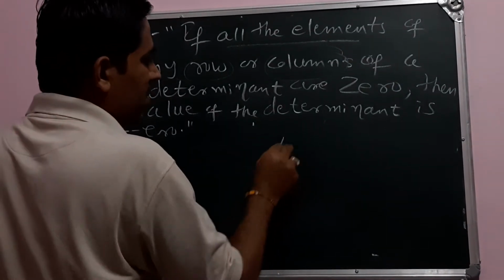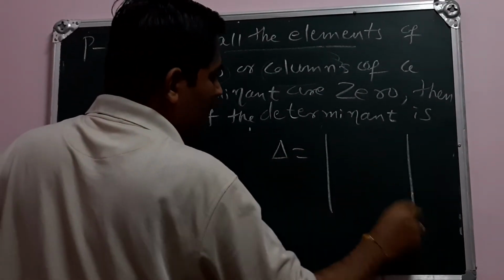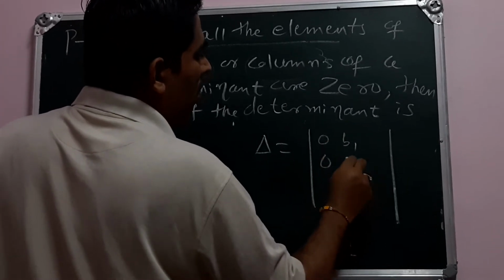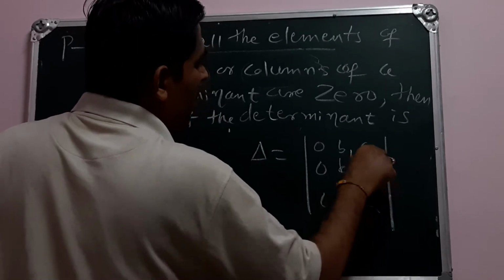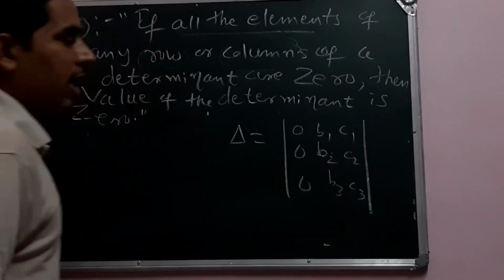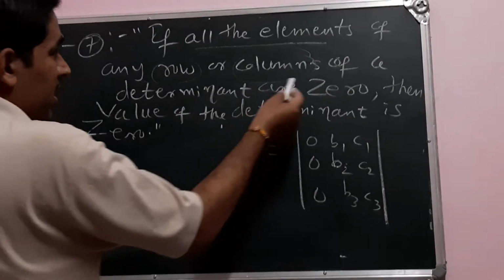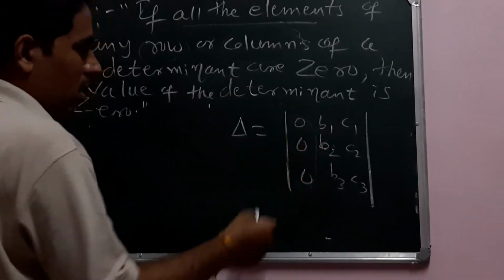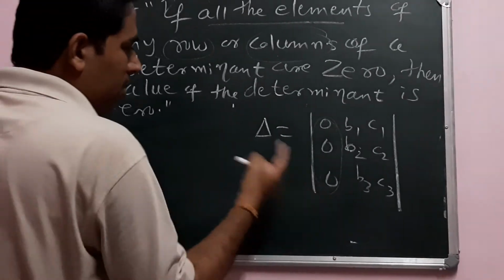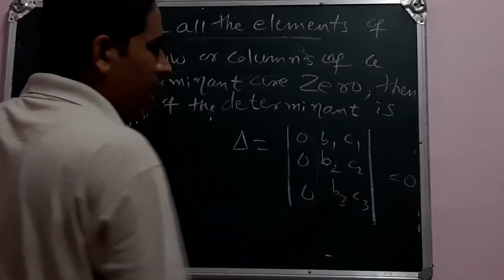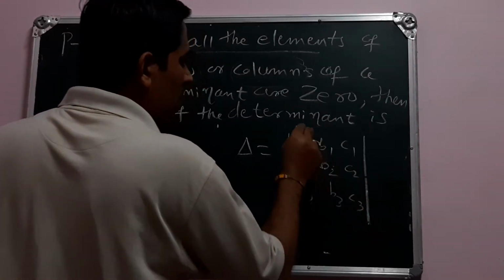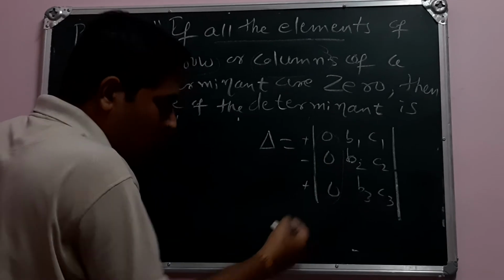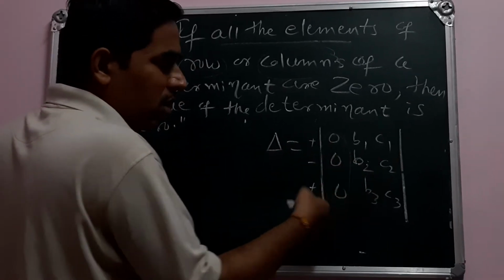If the determinant is like this, with B1, B2, B3, C1, C2, C3, what is the value here? The property says all the elements of any row or column, here in the first column C1, all the elements are 0, so directly we can write the value as 0. We can expand along the first column, with signs plus, minus, plus, and 0 into anything will be 0.